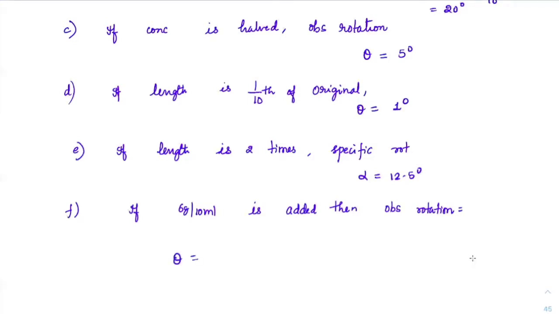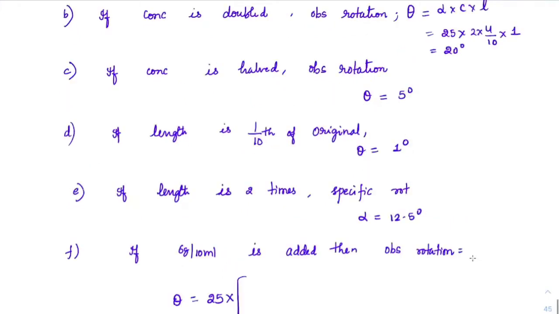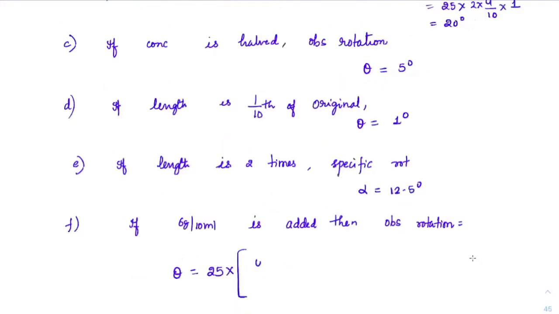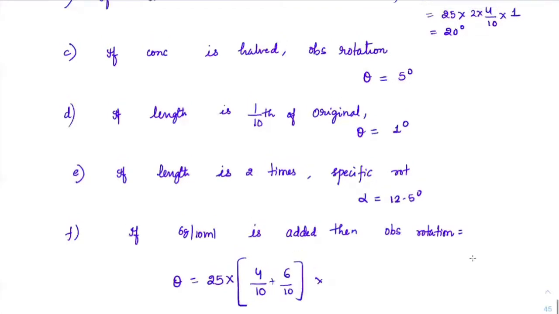25. No, 25 is already there, into concentration into length. We have theta equals alpha into concentration into length. Now what will be the new concentration? See, 4 by 10 was already there. Now we added 6 by 10. 4 by 10 plus 1, into 1. So how much would this be? 25, sir.